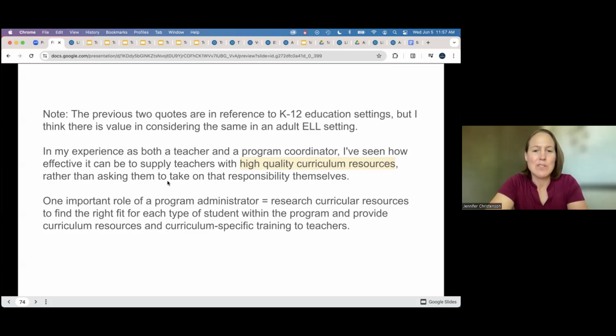It can really help a new teacher or a very experienced teacher to at least have a curriculum as a jumping off point for what to teach within their class time. So I would suggest that one important role of a program administrator is to research curriculum resources to find the right fit for each type of student within the program and provide curriculum resources and curriculum specific training to teachers.